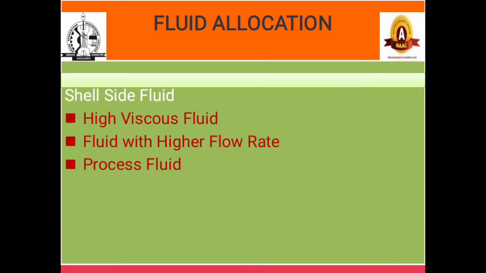The next, shell side fluid: highly viscous fluid, fluid with higher flow rate, and almost all the process fluids should be taken in the shell side. For a highly viscous fluid, in the shell side we are placing the baffles and other arrangements. Therefore the viscous fluid can be selected in the shell side. Like this, high flow rate fluid and process fluid are also taken in the shell side.